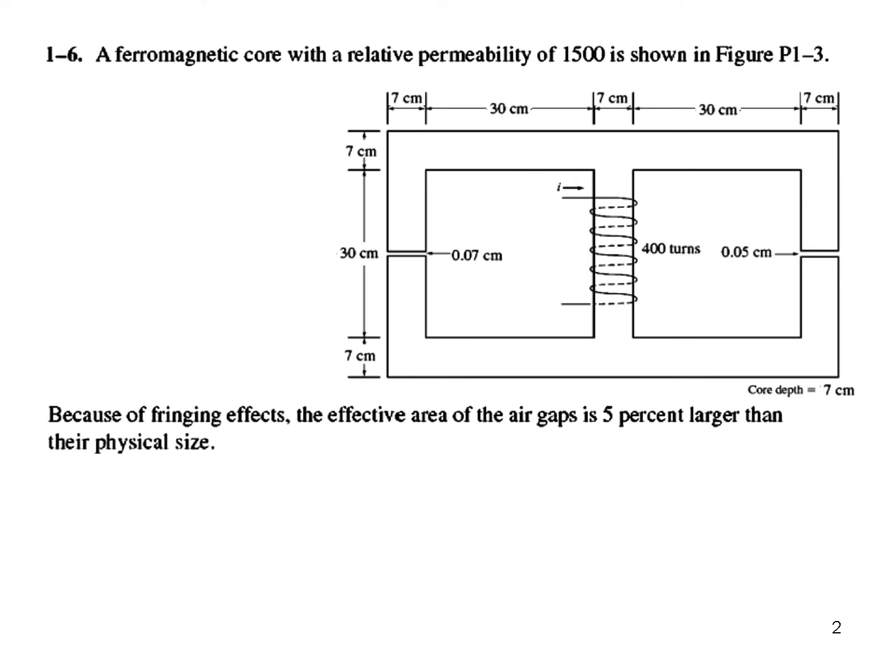Then we have two air gaps. One has a slot size of 0.07 and the other slot size is 0.05 centimeter. 400 turns is given, and because of the fringing effect, the effective area of the air gap is 5% larger. So I'll discuss this in the next slide. Next to next maybe.